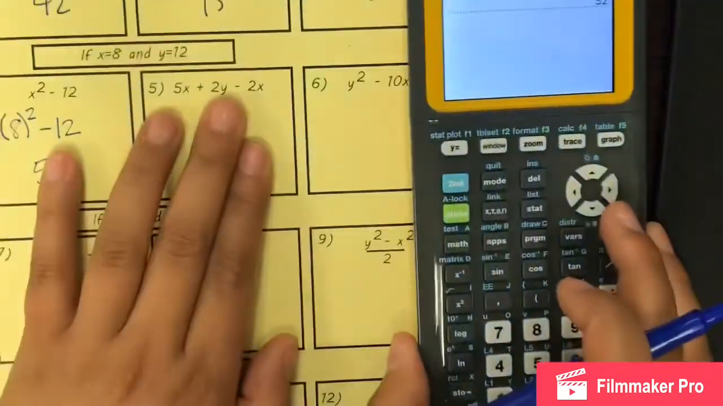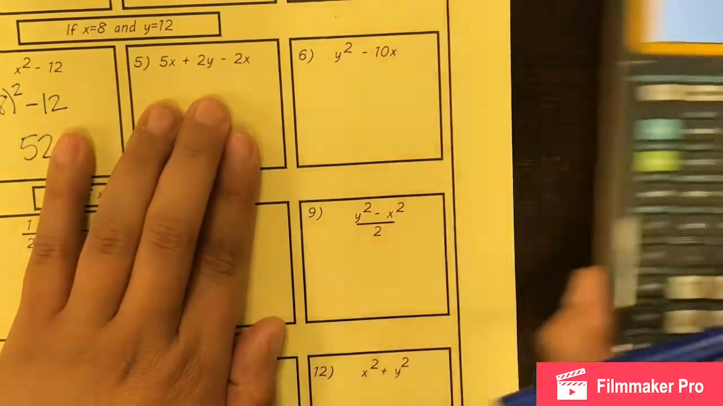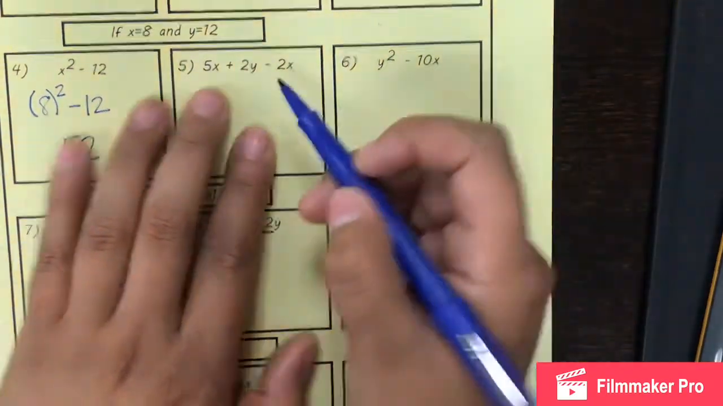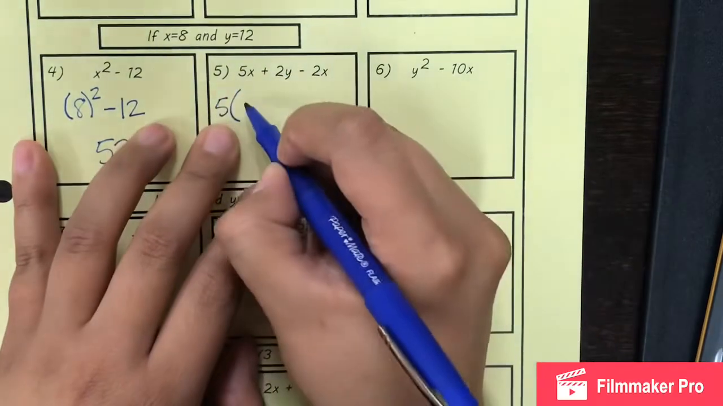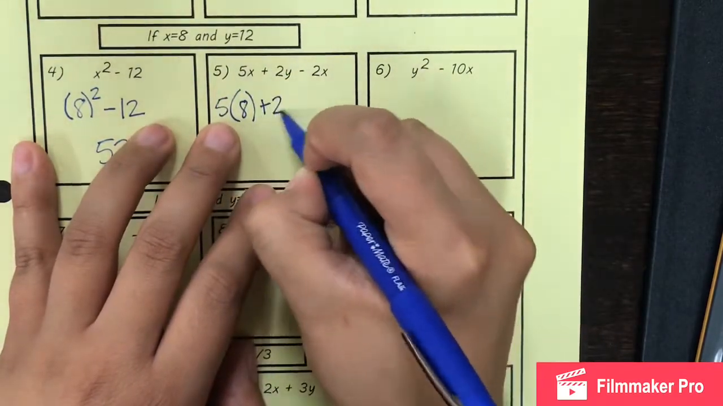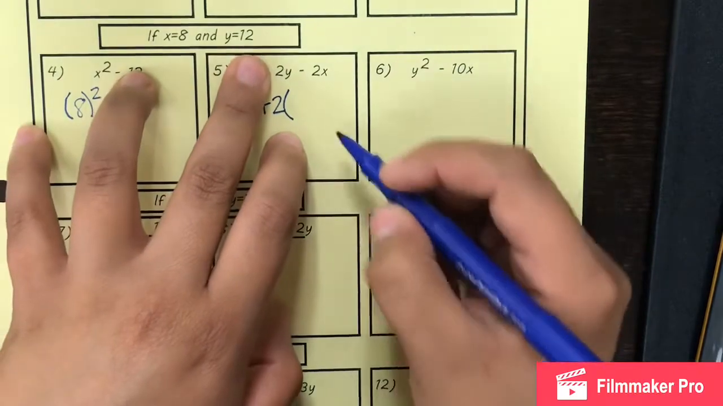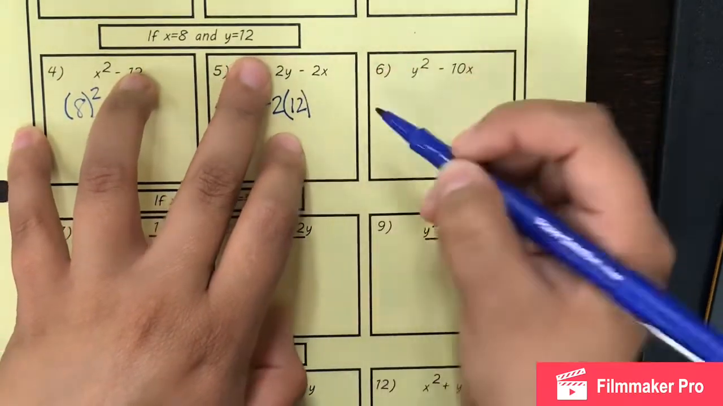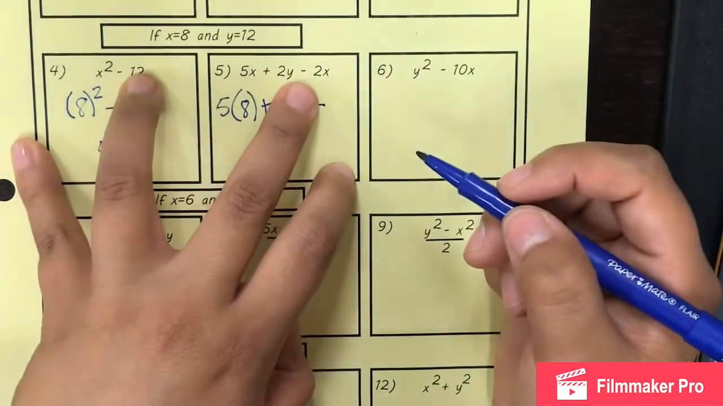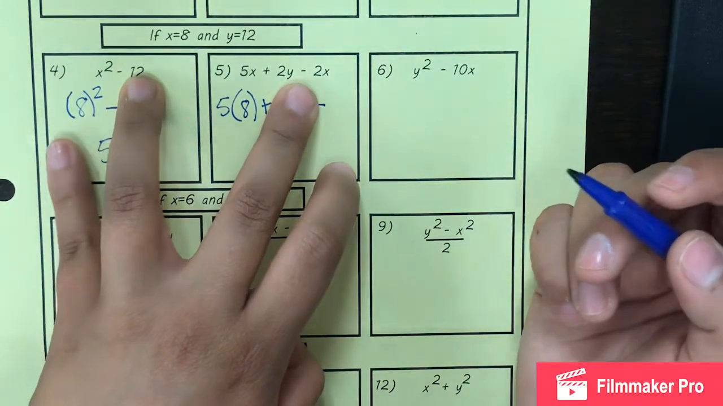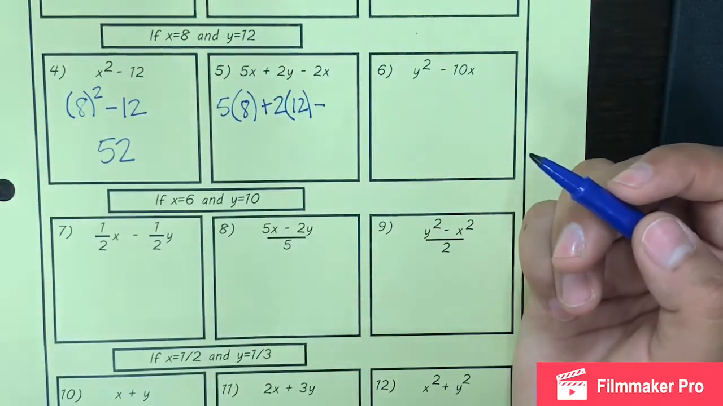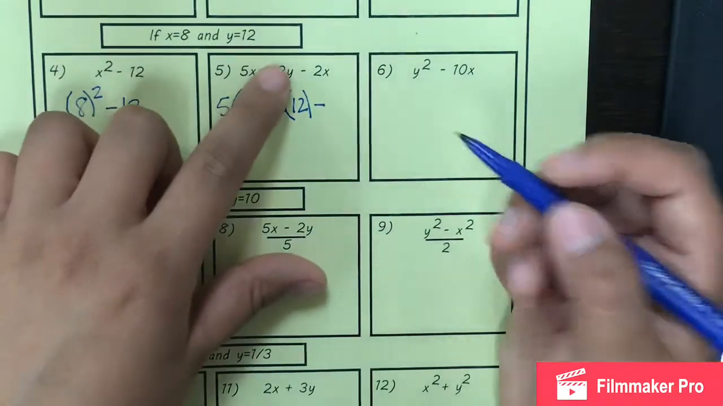Okay. This one's a little longer, but luckily we have the calculator to help us out. So I'm going to substitute 5 parentheses for x, I'm going to put 8 plus 2 parentheses for y, I'm going to put 12. I tell my kids minus is in the middle. If it's in the middle, it's minus. If it's in front of a value at the beginning, then it's a negative.